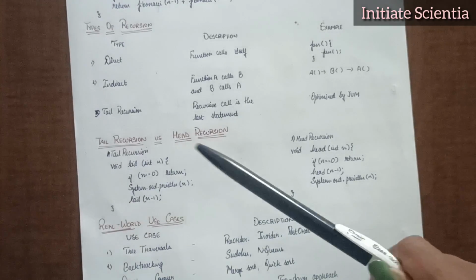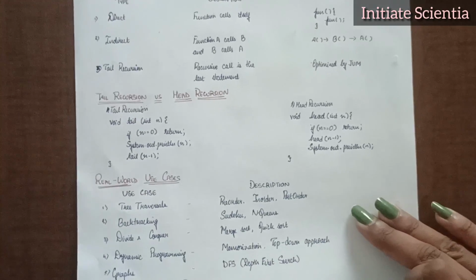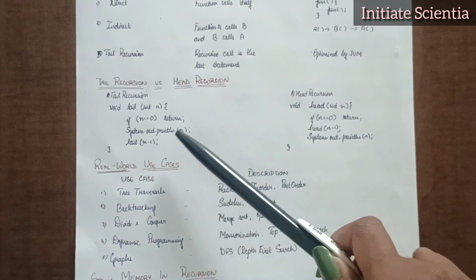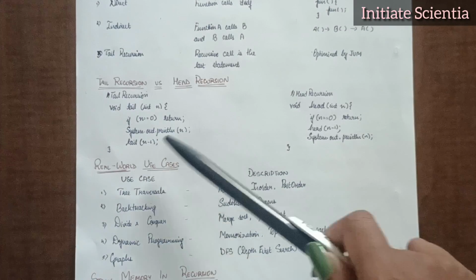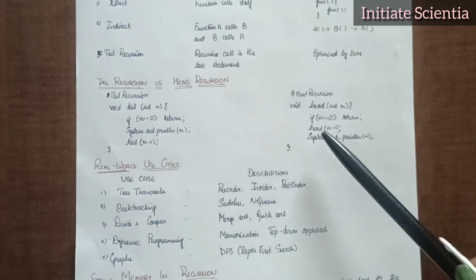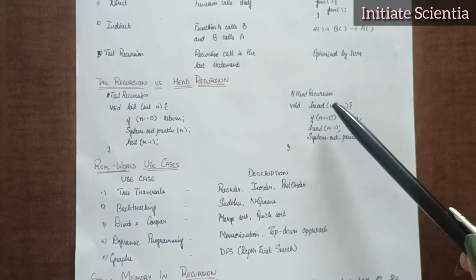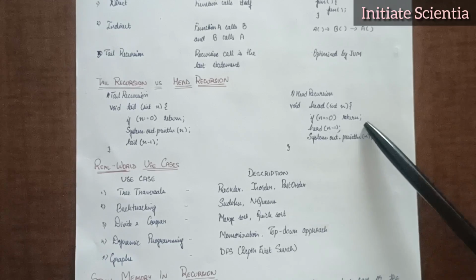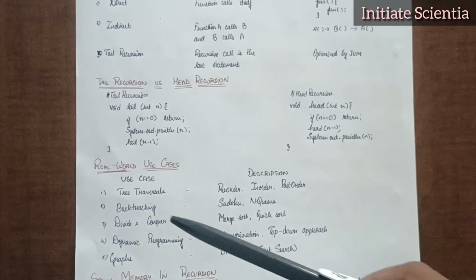Tail recursion versus head recursion. Tail recursion: void tail(int n). If n is equal to 0, then return, or else print n and call tail(n - 1). Head recursion: void head(int n). If n is equal to 0, then return. Call head(n - 1) and then print n.